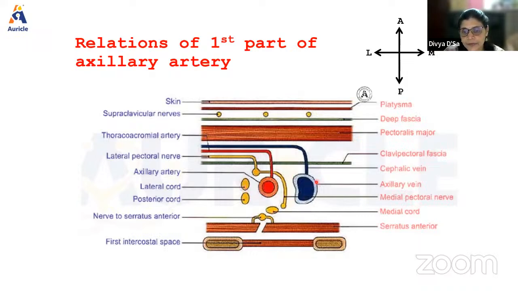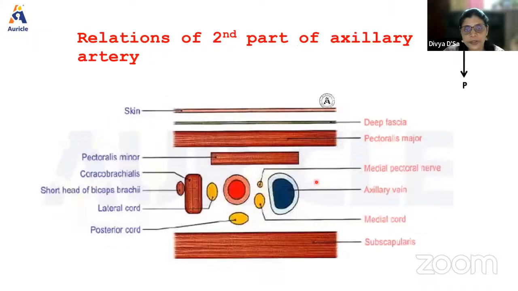And the axillary vein will be the medial relation. When we see the second part, it is behind the pectoralis minor. So here if you see skin, we see the deep fascia. Okay, so this part is in the axilla. Pectoralis major muscle and below is the pectoralis minor. So this is the axillary artery. So this will be the anterior relations. Posterior relation will be the subscapularis muscle.